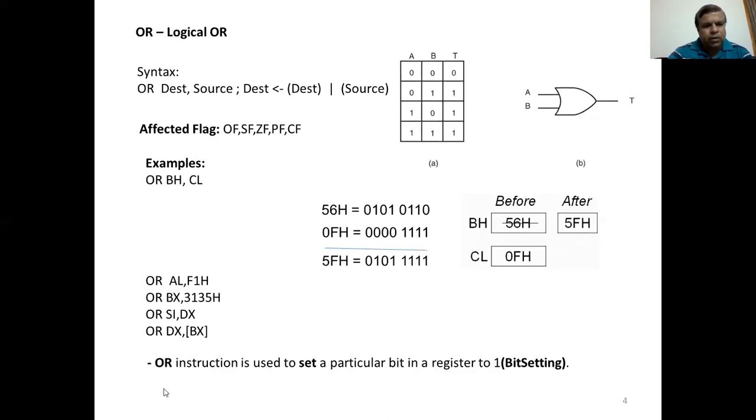So what is the use of the OR instruction? The OR instruction is used to set a particular bit in a register. So this instruction is used for bit setting. It is used to set a particular bit in the specified destination or in the number.